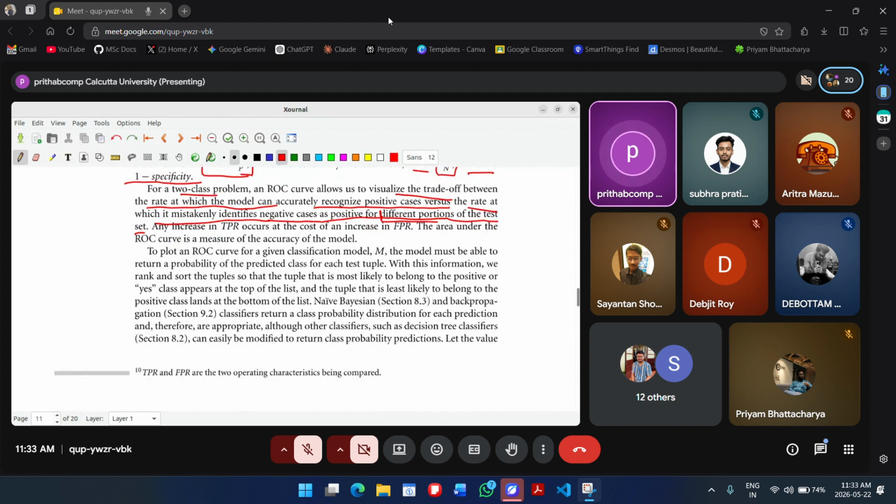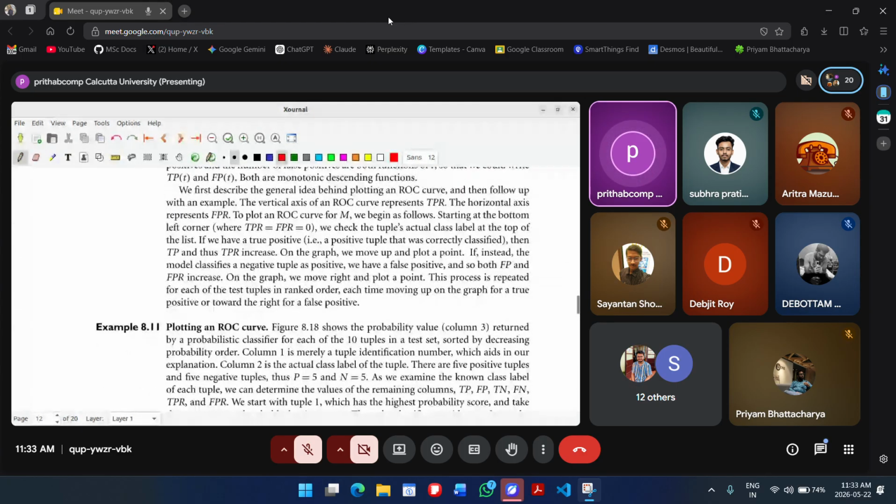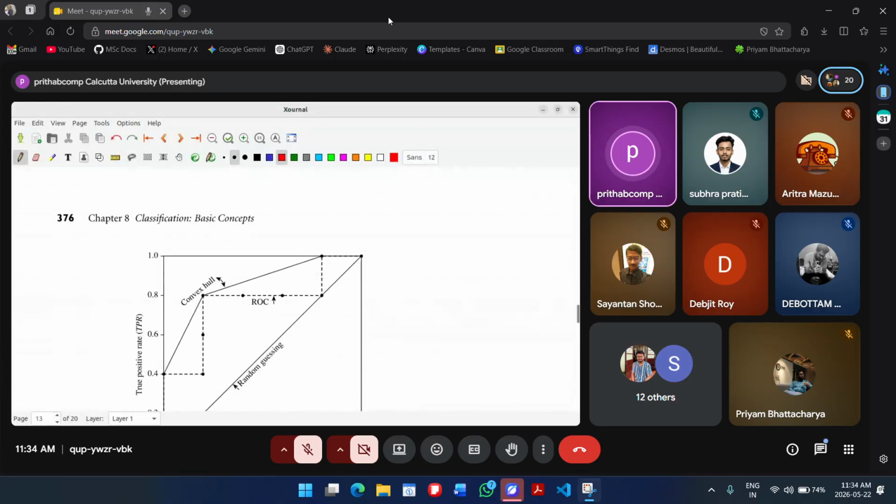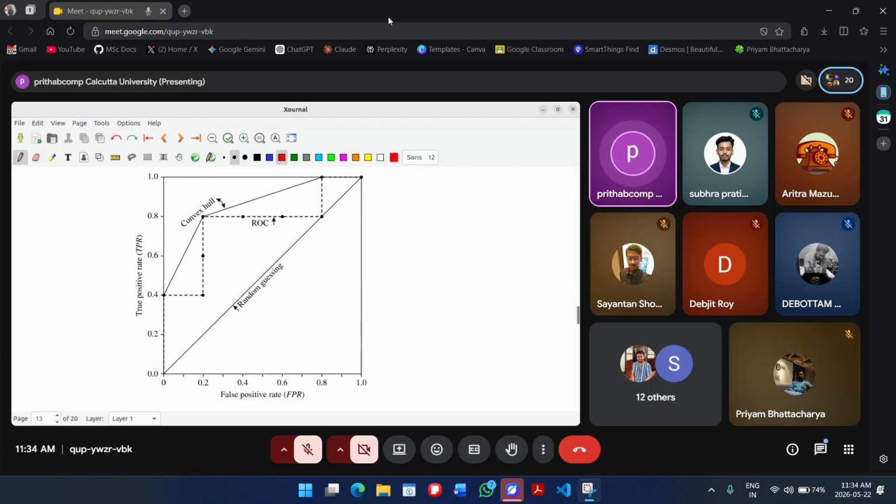Now we also look at what is called the area under the ROC curve, which can be thought of as a measure of the accuracy of the model. First, let's look at the curve, then we will see how to plot it. This is the curve. On the x-axis you have the false positive rate, and on the y-axis the true positive rate, from 0 to 1. Obviously these values are always between 0 and 1.